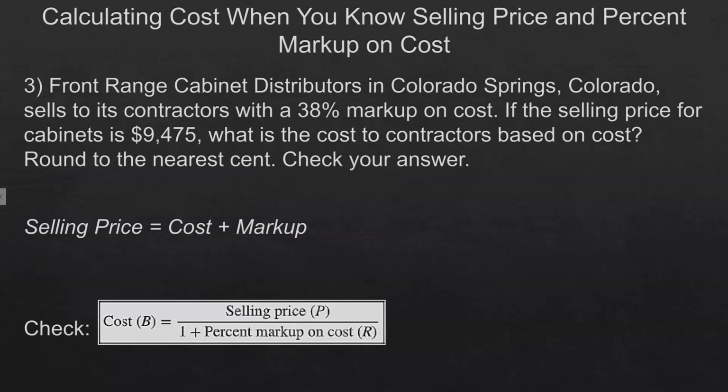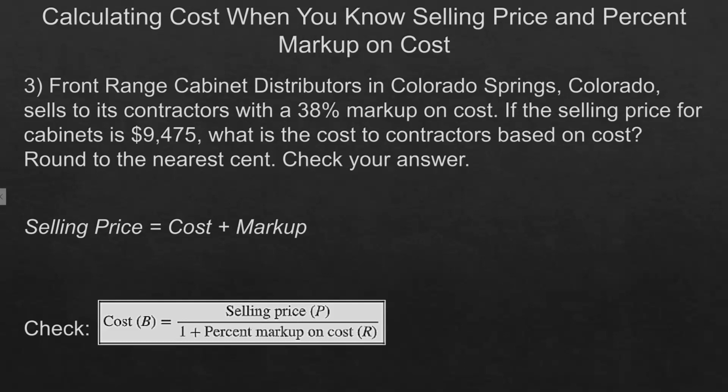All right, let's see what's next here. Okay, Front Range Cabinet Distributors in Colorado Springs, Colorado sells to its contractors with a 38% markup on cost. If the selling price for cabinets is $9,475, what is the cost to contractors based on cost? Now when it says it's based on cost, that's because the markup is on the cost. Round to the nearest cent, check your answer, and I've given you a little formula here that you can check your answer with.